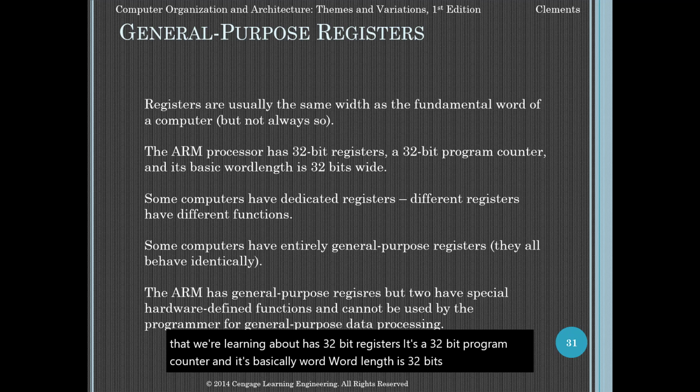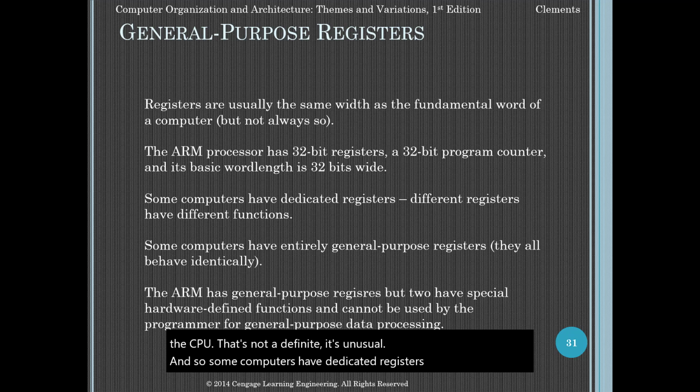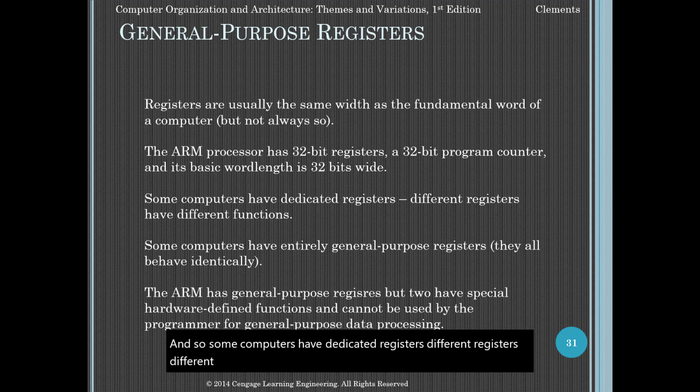Registers are usually the same width as the fundamental word of a computer, and they're usually the same as the processing power of the CPU. That's not a definite, it's a usual. And so some computers have dedicated registers for different functions. Some computers have entirely different general purpose types of registers, but what we're focusing on is the ARM.